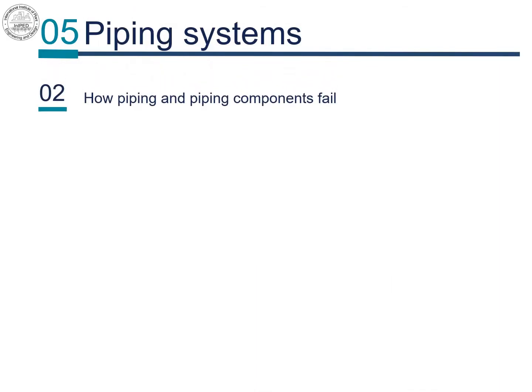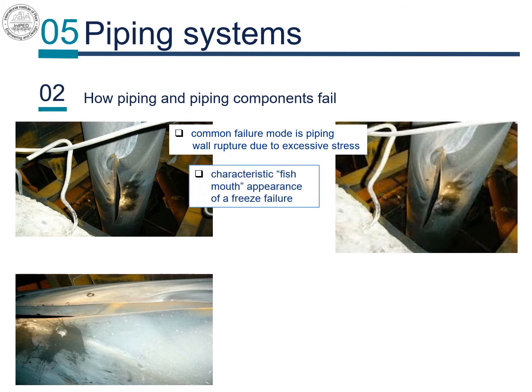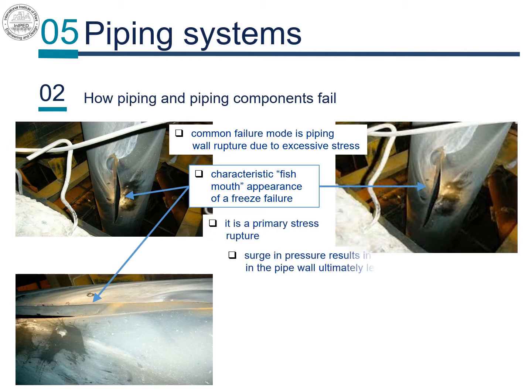According to Vertex, a renowned forensic firm, a common piping failure is rupture of the piping wall due to excessive stress. This piping failure mode is common in, for example, freeze failures and results in a characteristic fish mouth appearance, named for the split and deformation of the pipe wall which resembles a fish mouth, as can be seen from the photos. It is a primary stress rupture, where the surge in pressure results in increased stress in the pipe wall, exceeding the strength of the piping material, and ultimately leading to failure.